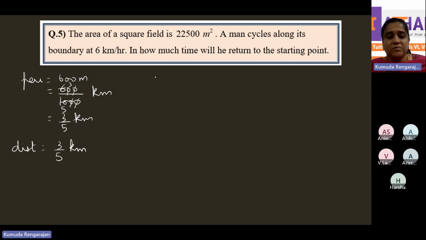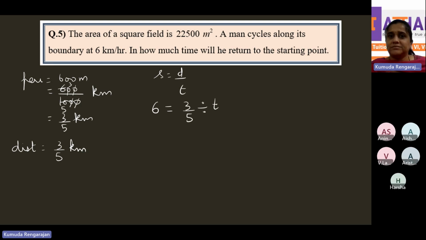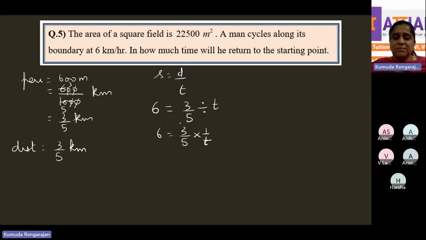Now what's the formula to find speed? Distance by time. What's the speed? 6 kilometers per hour is equal to distance 3 by 5 divided by time. So 6 is equal to 3 by 5 into 1 by t. Now 3 by 5 goes to the other side as 5 by 3. It becomes its reciprocal on the other side. 3 by 5 becomes 5 by 3 on the other side, is equal to 1 by t.